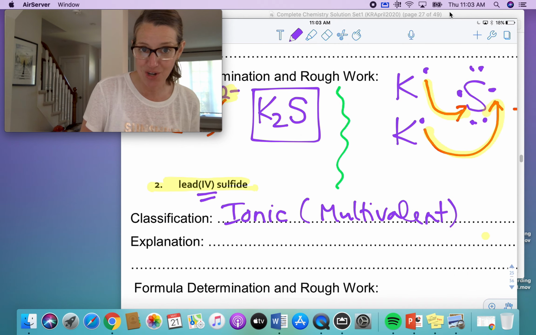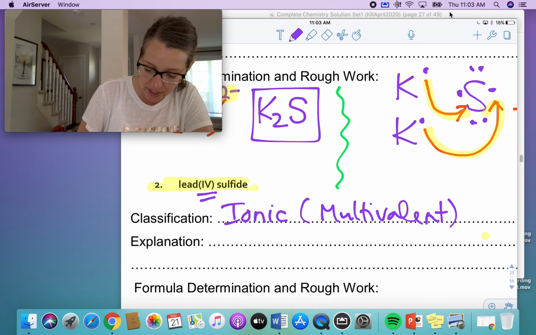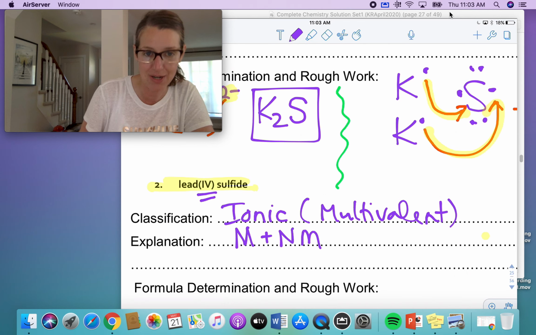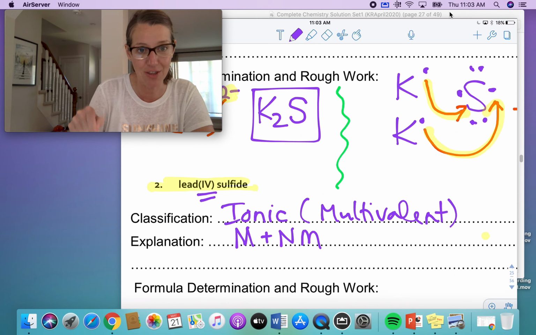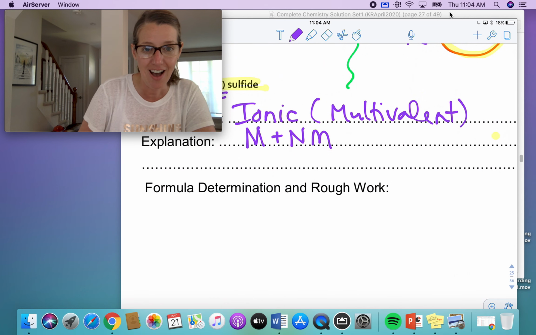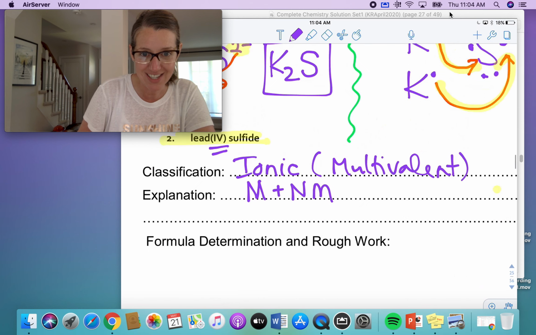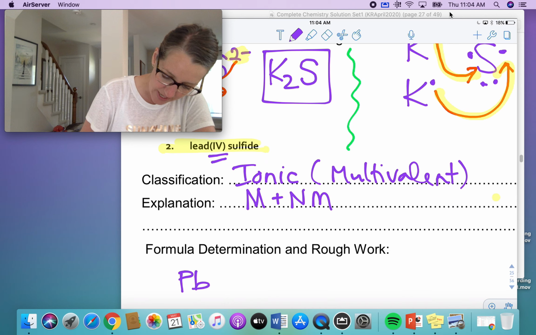So I have to take note of that because that's going to help me out when I have to write the formula. How do I know? I know it is a metal plus a non-metal. So again, that's the rough work I do up here so that I can make sure I'm going to use the right rough work when I make the formula, and I'm going to use the correct naming rules. Okay, so I'm using my naming rules for an ionic particle. Let me move that down so you can just see. Lead-4 sulfide. So here I go.